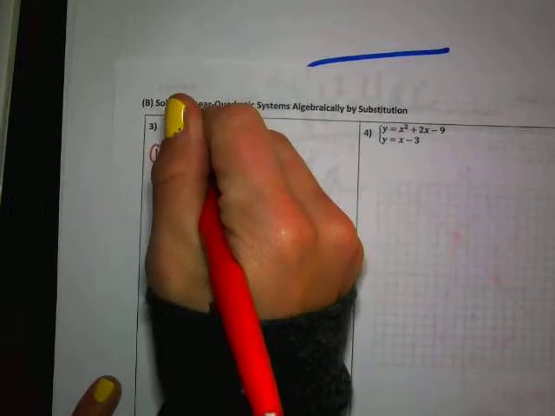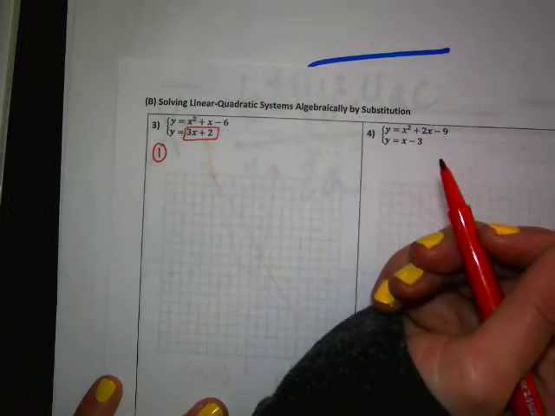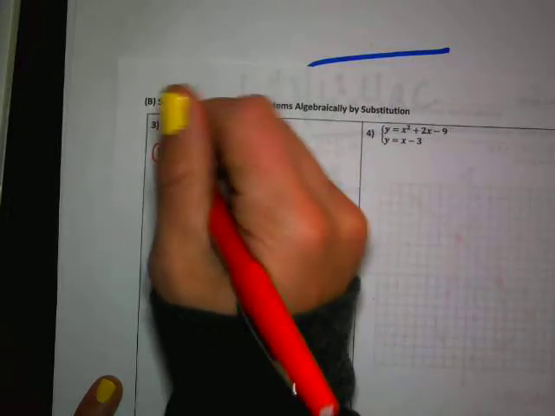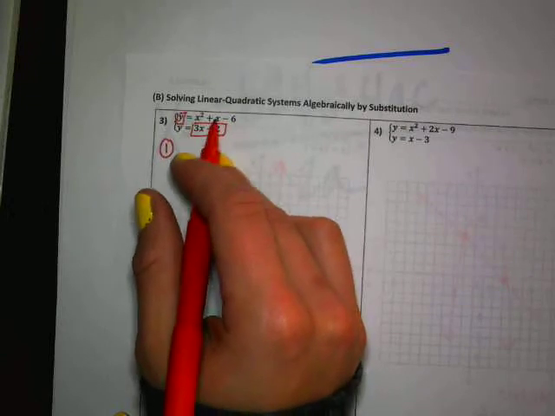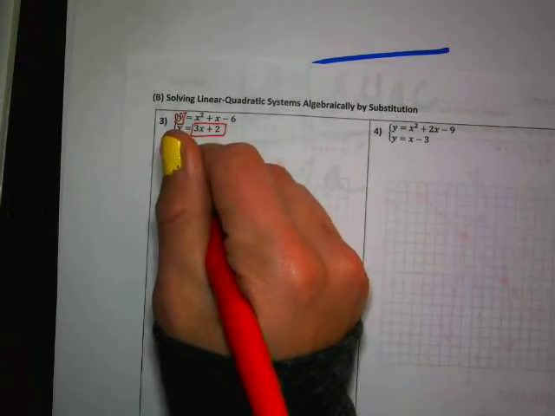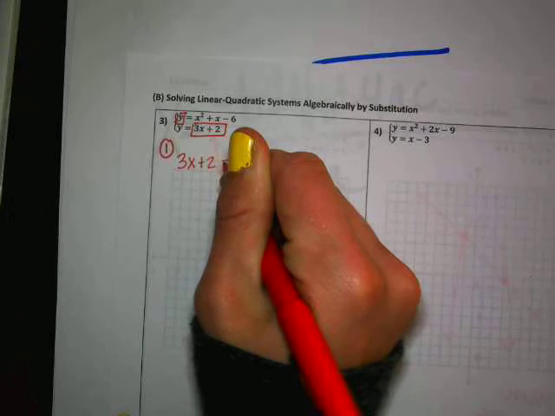So, first step is going to be to substitute one equation into the other one. So you can take your 3x plus 2, and since it equals y, we can sub it into the y of the other equation. In other words, set your 2 equations equal to each other. So y equals y. So we're going to set our 2 equations equal to each other. 3x plus 2 equals x squared plus x minus 6.